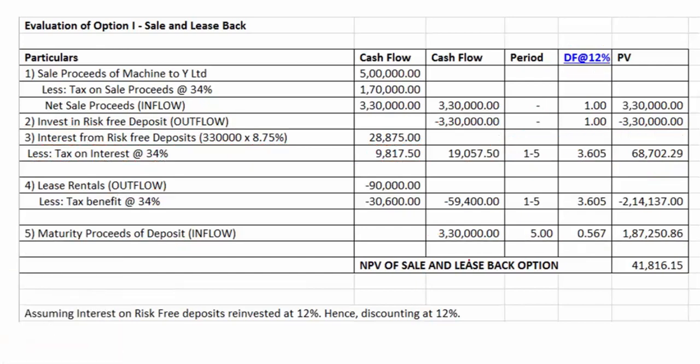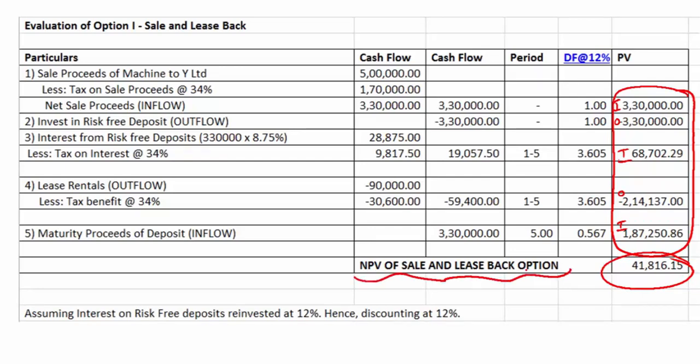So what we'll do now, let's total all this. Let me total all these items. In this I had an inflow, this is an outflow, this is an inflow, this is an outflow, this is an inflow. Okay, so all this gives me the value as 41,816, and this is nothing but the NPV, or net benefit of the sale and lease back option. Fine. I have already explained that interest on risk-free deposits is assumed to be reinvested at 12%, hence discounting at 12%.